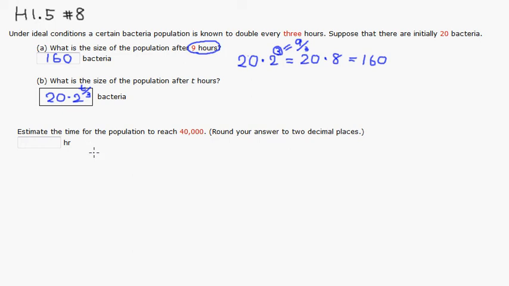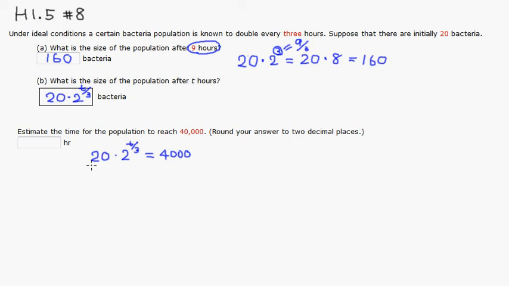Alright, then the last problem, we actually skipped the ones in the middle, but we want to estimate the time for the population to reach 40,000. So we know that the population after t hours would be 20 times 2 to the t over 3. Then we set that equal to 40,000. Let's simplify as much as we can by hand, then after that we have to use software to find the t value.